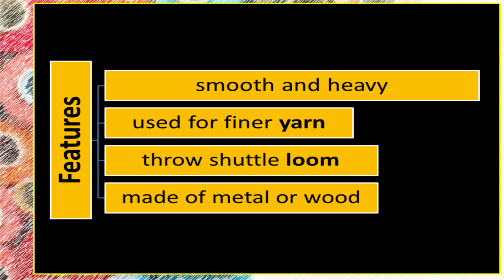Next, features. It is smooth and heavy, and it is used for finer yarn, and it is the throw shuttle loom, and it is made up of metal or wood.